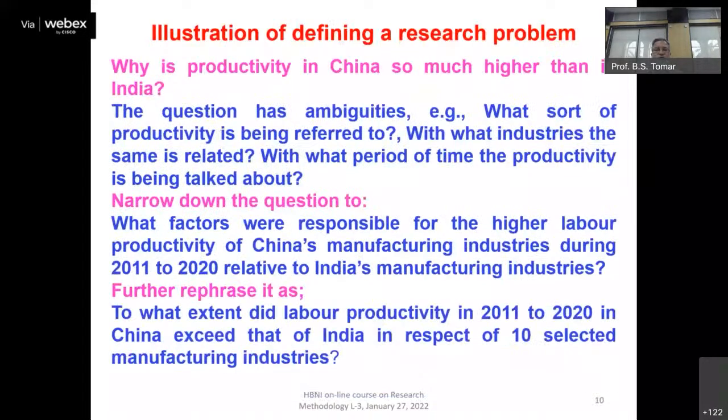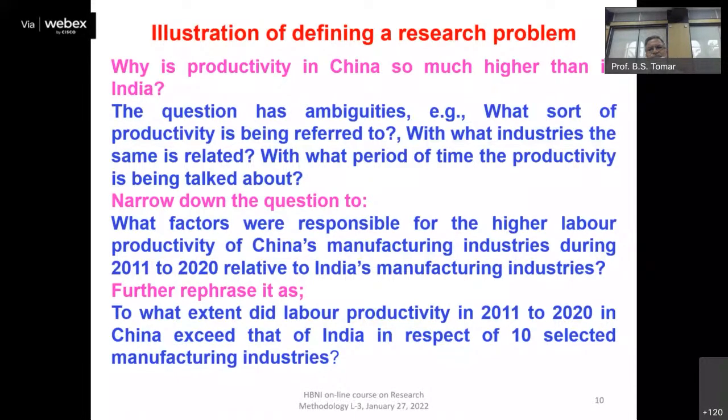Just to illustrate how to zero in on a problem, so to remove the ambiguities, I have taken this from a book on research methodology on defining a research problem. Initially, this is the question: why is productivity in China so much higher than in India? All of us know that China is doing excellent and they are highly productive. So if you take up this research problem, why China is more productive than India, you may have ambiguities in this, because it's difficult to attack the problem in a specific way.